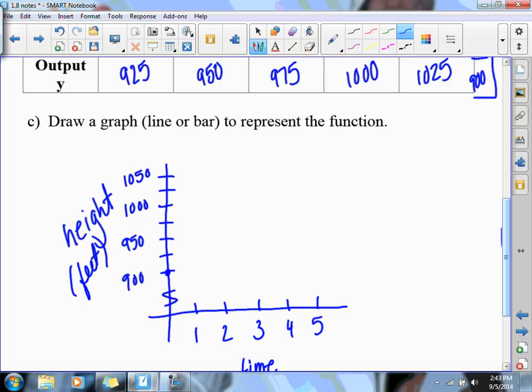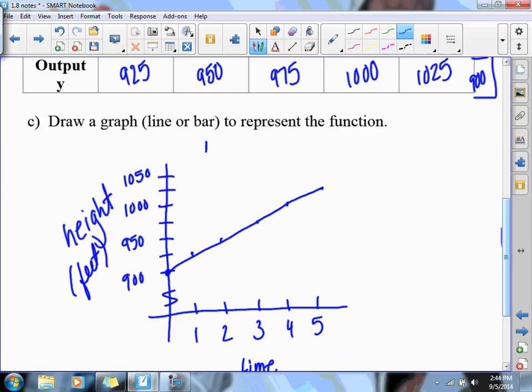And then at the first minute, I was at 925. The second minute, I was at 950. Third minute, I was at 975. Fourth minute, I was at 1,000. Fifth minute, I was at 1,025. So this should be a relatively nice straight line. Now, granted, I'm drawing it by hand here, so it's going to be a little off just by human error. But if we had nice, neat graph paper and a ruler, it would be a perfectly straight line.